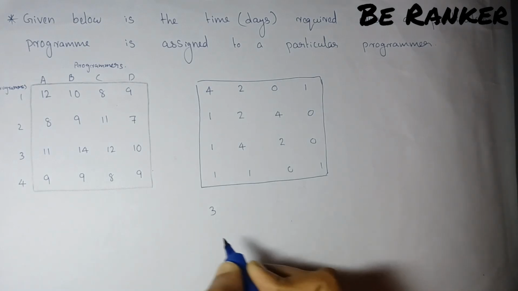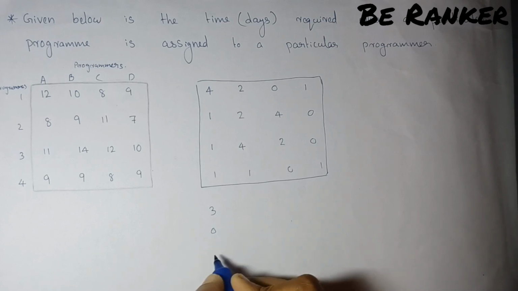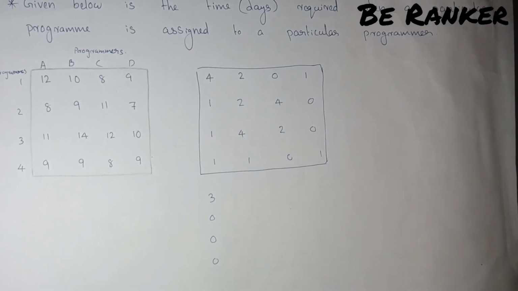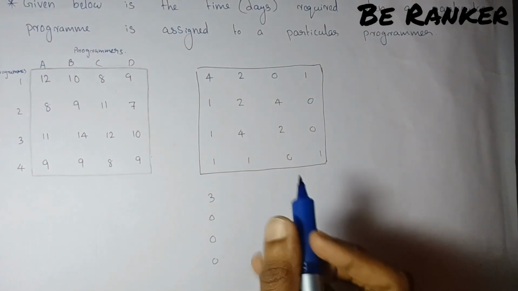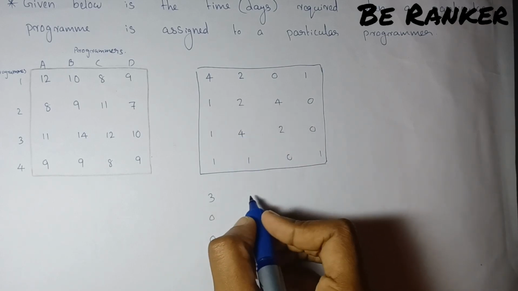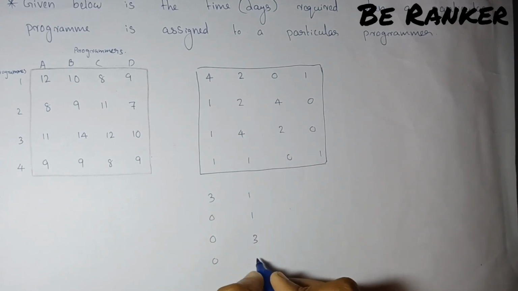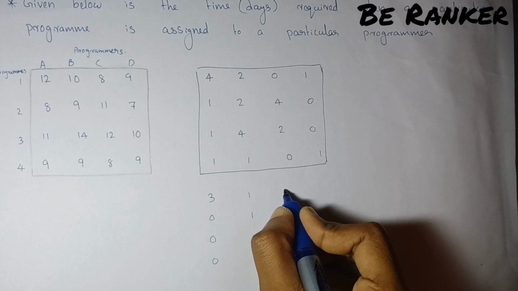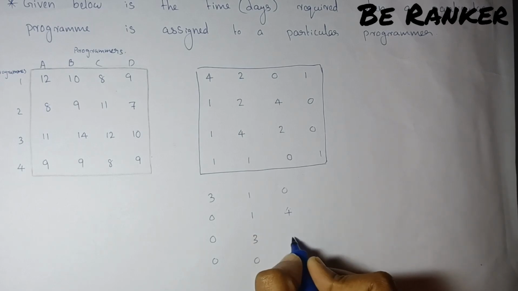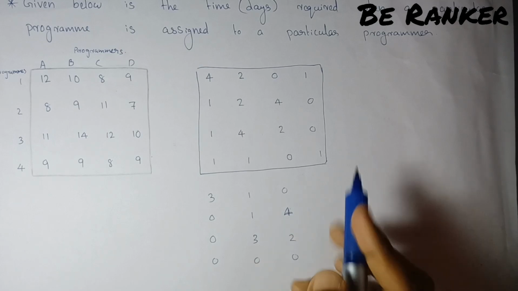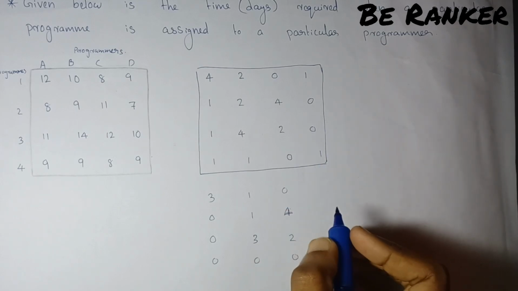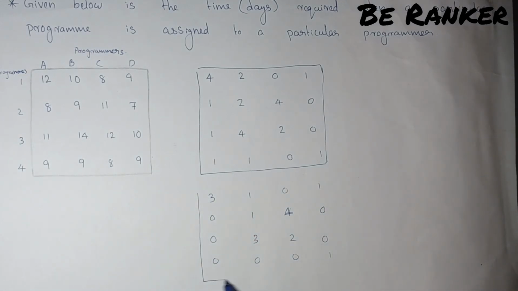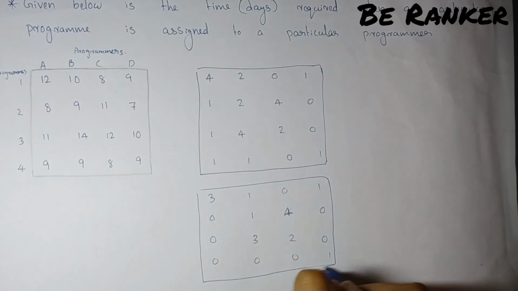So we get 3, 1 minus 1, 0, 0, 0. Then, in the next column, 1 is the minimum value, so 2 minus 1, 1; 1; 4 minus 1, 3; 0. In the next column, 0 is the minimum value, so there is no change in that column. So I rewrite it: 0, 4, 2, 0. In the last column also, 0 is the minimum value, so there is no change: 1, 0, 0, 1. So this is the last matrix we get.